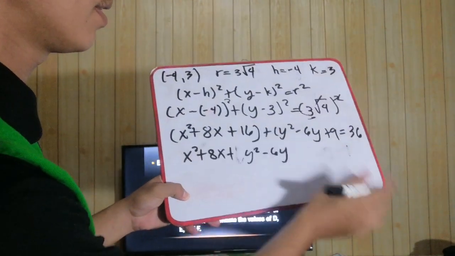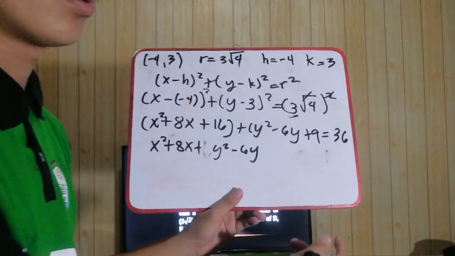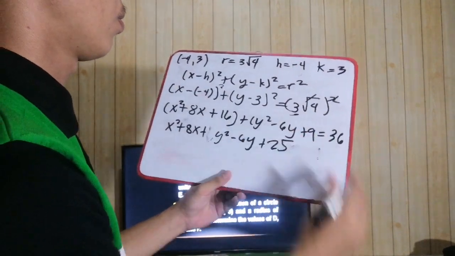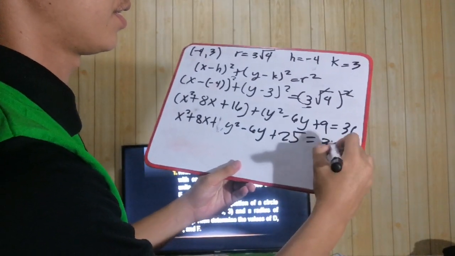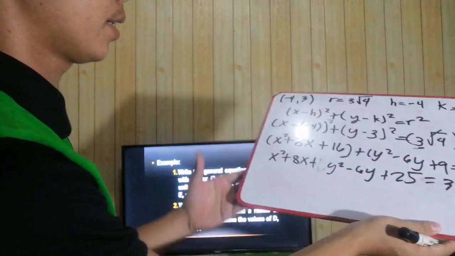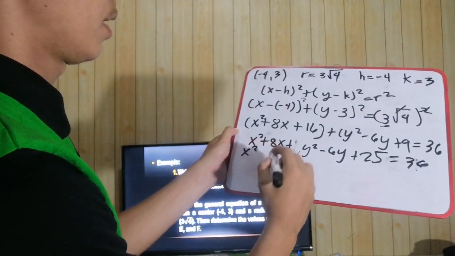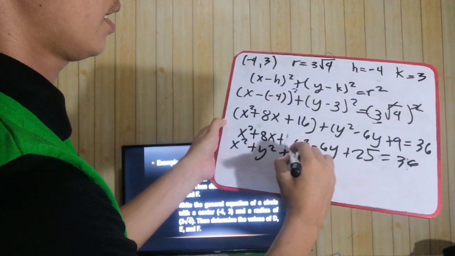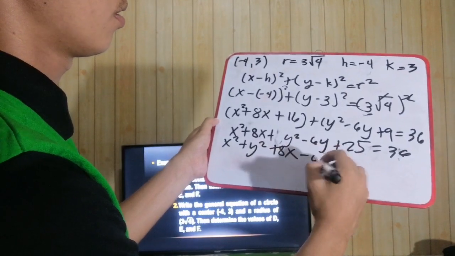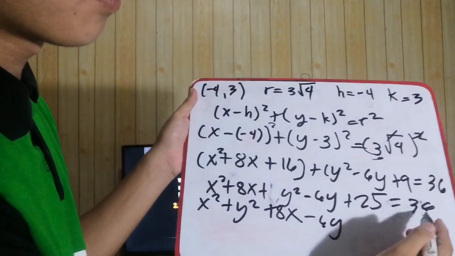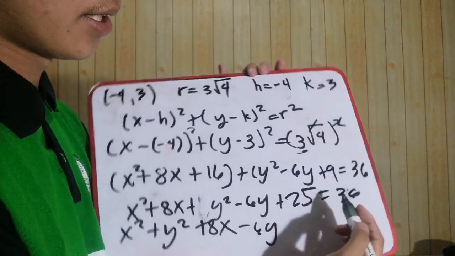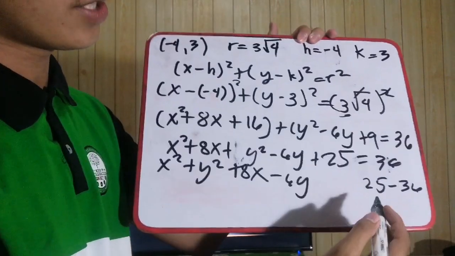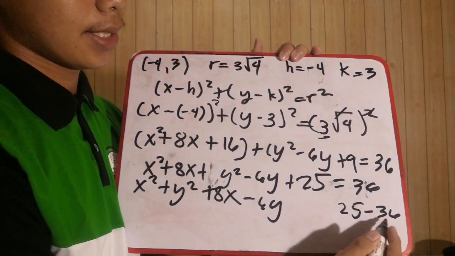Now, let's combine like terms: 16 plus 9, how much? 25. So plus 25, 36. So we use the additive inverse to equate it to 0. Let's arrange it: plus 8x minus 6y. When we move it here, it becomes 25 minus 36.